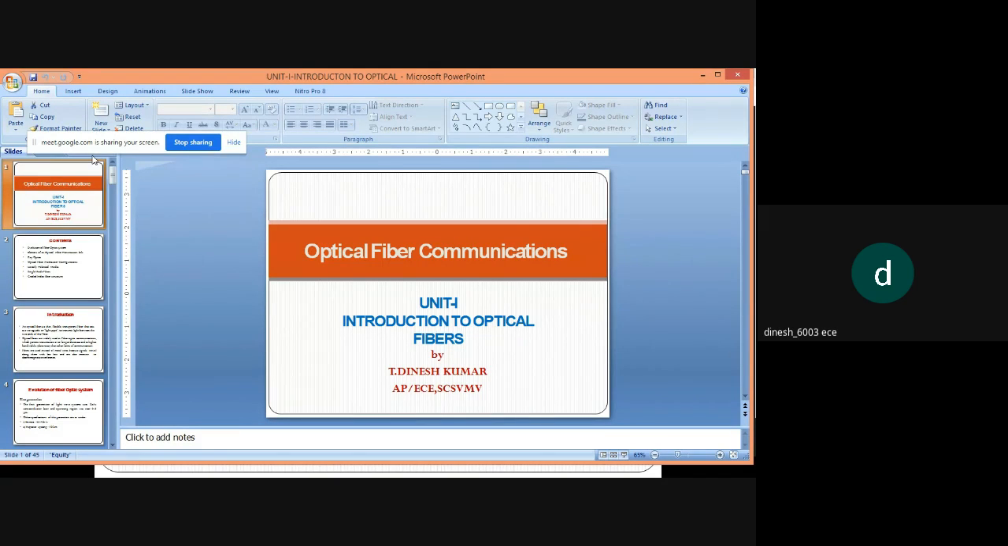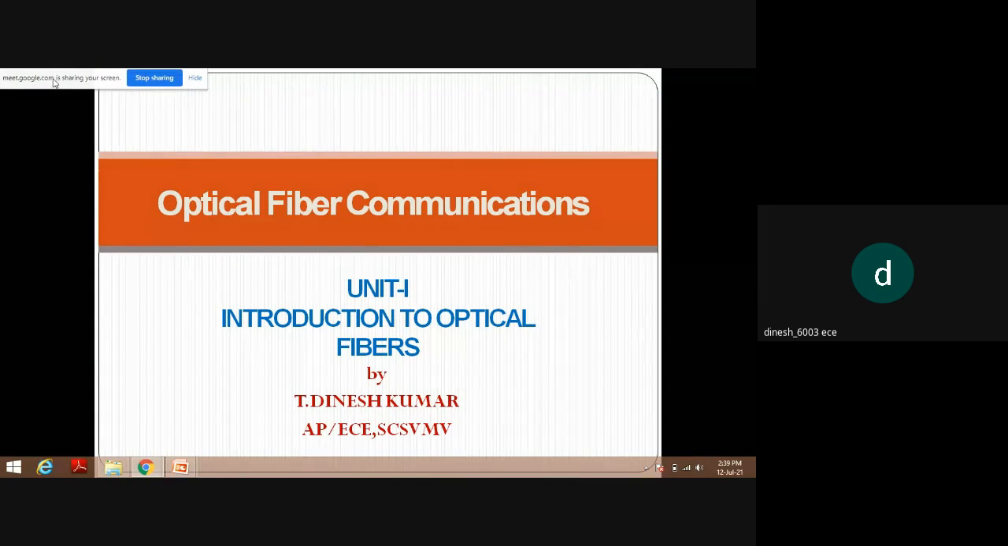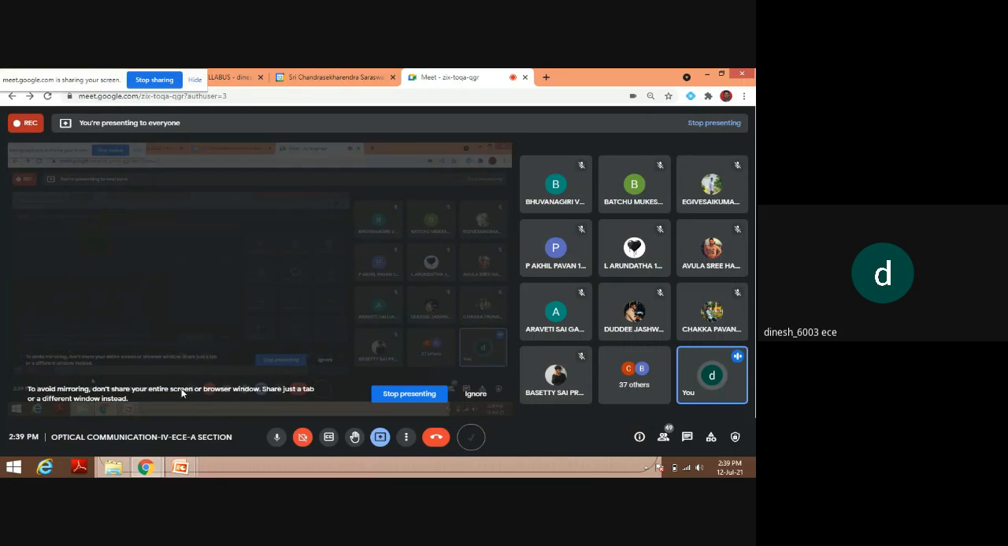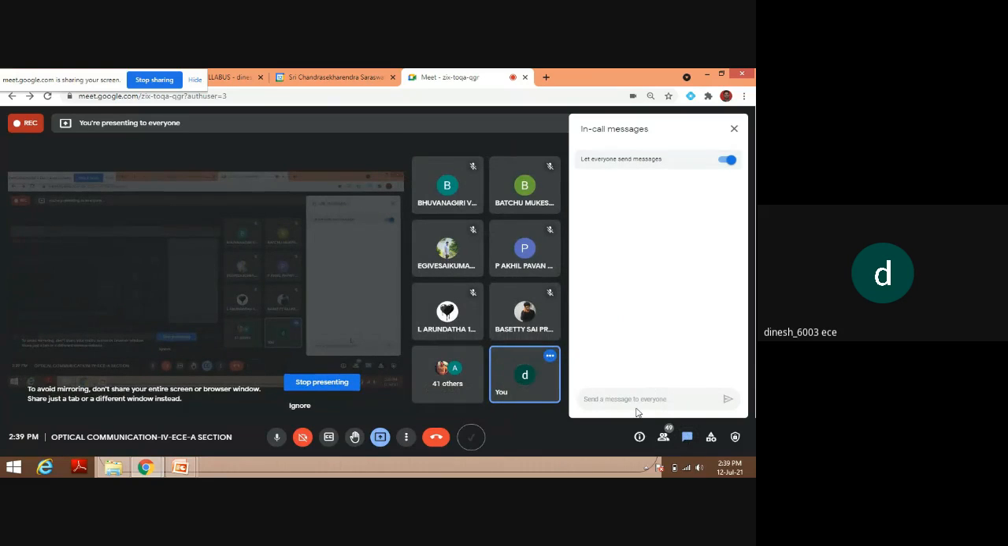So if you have any queries, you can type in chat box. Another 2 or 3 minutes, I'll give you time for a breathing time. If you have any queries, you can type in chat box. Then I'll proceed on to unit number 1.